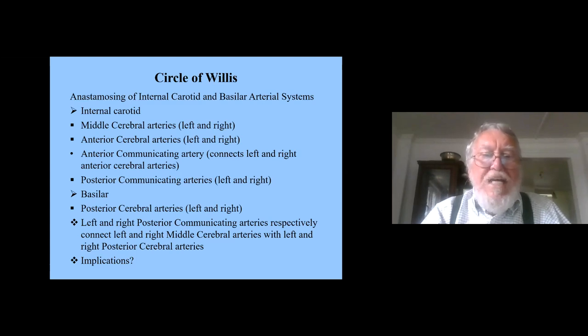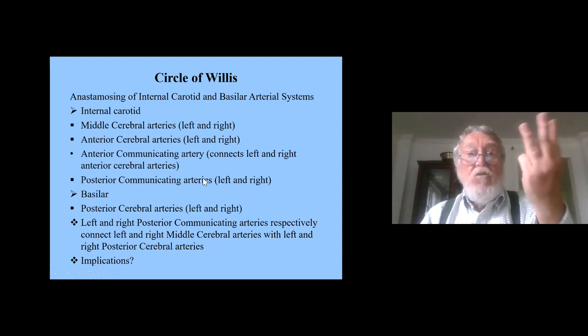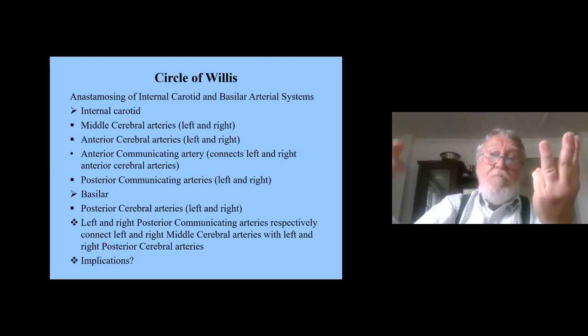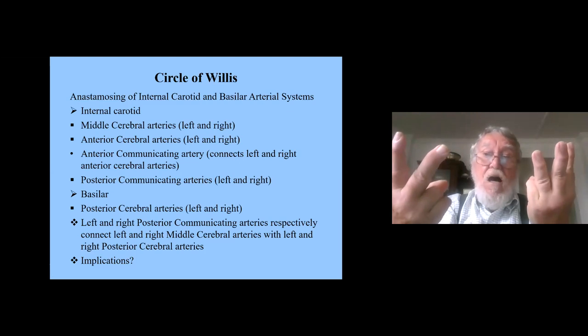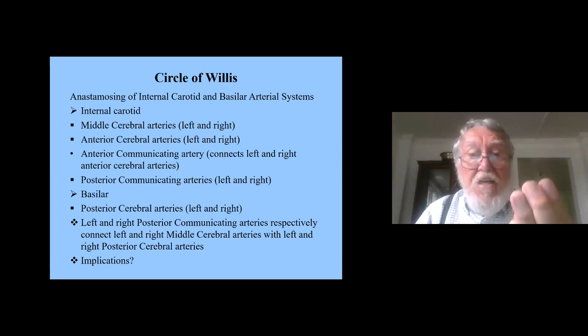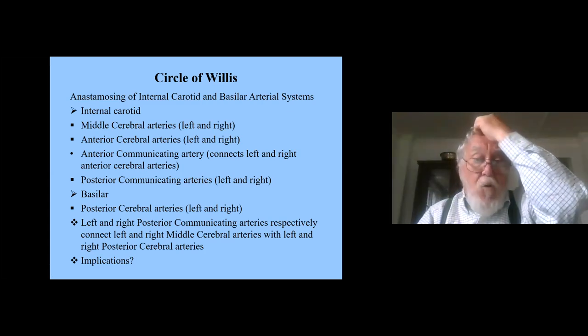So the internal carotid gives rise to the middle cerebral artery left and right, the anterior cerebral artery left and right, and the posterior communicating. Those were three of the six major internal carotid arteries. The other three were hypophyseal, ophthalmic, and anterior choroidal. But these other three become very important.